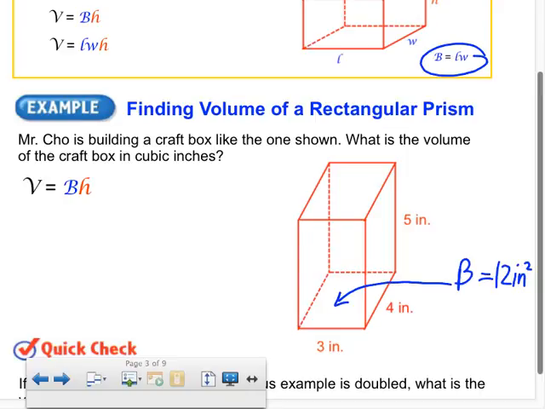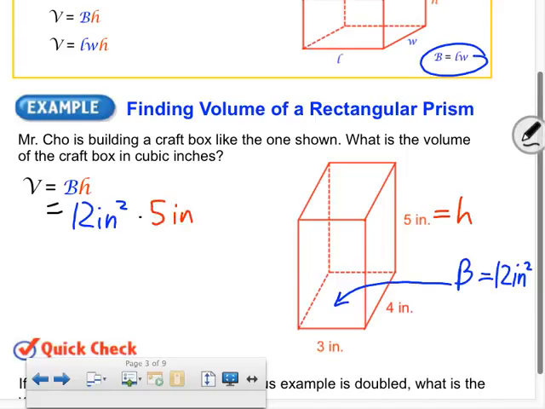What's the height going to be? 5. The height equals 5. So this is the height. All right? So now we have to replace these into my formula for volume. So I know this script capital B is how much? What's the base area? 12 inches squared. Okay, and I got to multiply that by the height. And what is the height? 5. Now, inches squared, height is a distance. It's just 5 inches.